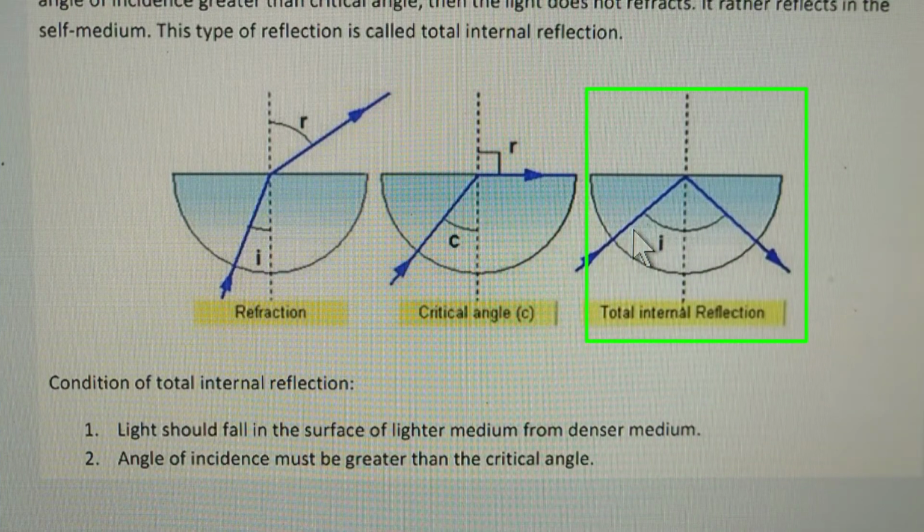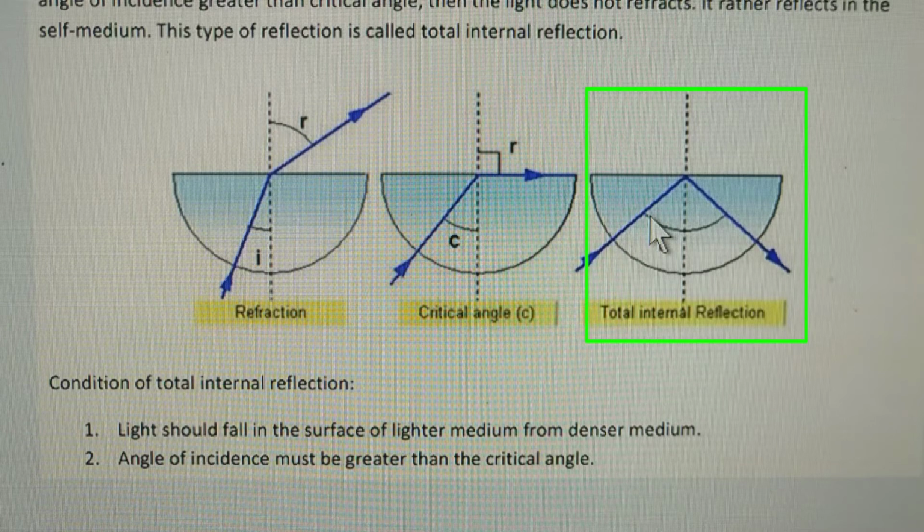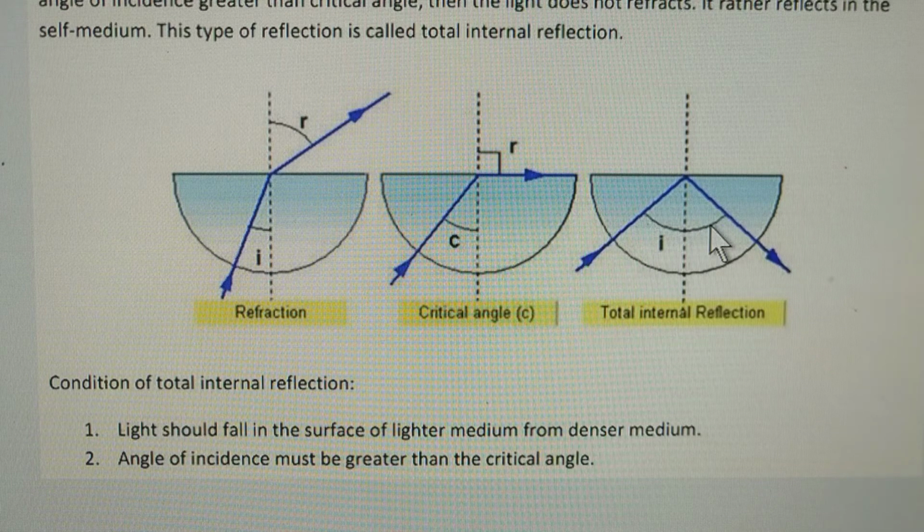But when the angle of incidence increases here, light is not refracted. Light is simply reflected to the first medium. So when the angle of incidence is greater than the critical angle, light is reflected to the first medium. This phenomenon is known as total internal reflection.